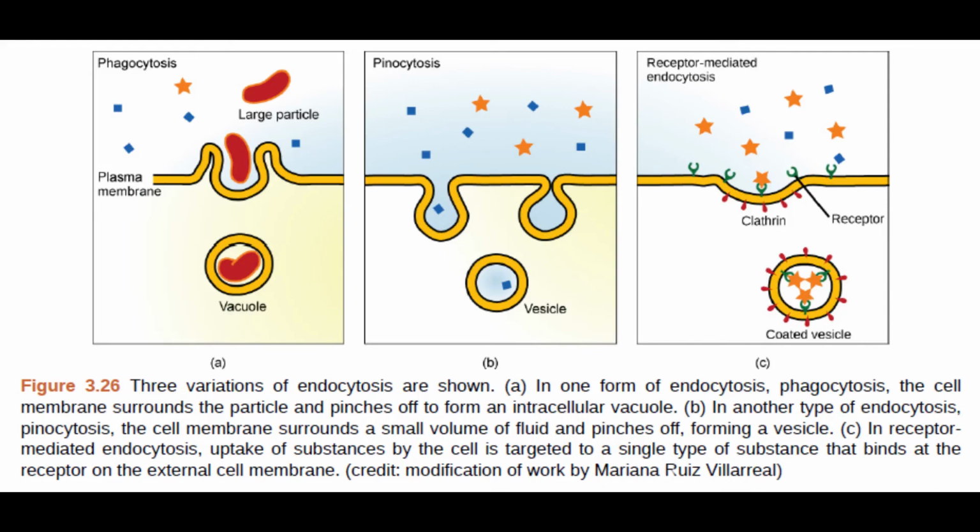Figure 3.26. Three variations of endocytosis are shown. A. In one form of endocytosis, phagocytosis, the cell membrane surrounds the particle and pinches off to form an intracellular vacuole. B. In another type of endocytosis, pinocytosis, the cell membrane surrounds a small volume of fluid and pinches off, forming a vesicle. C. In receptor-mediated endocytosis, uptake of substances by the cell is targeted to a single type of substance that binds at the receptor on the external cell membrane.